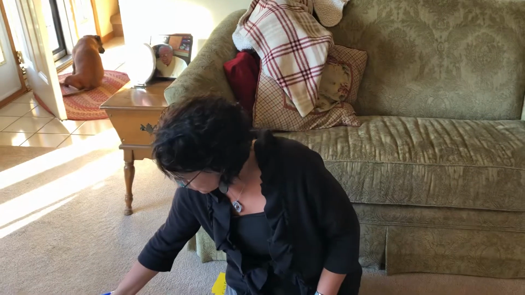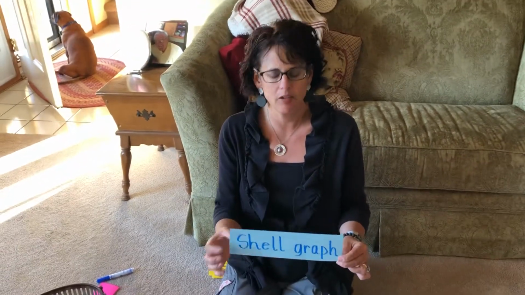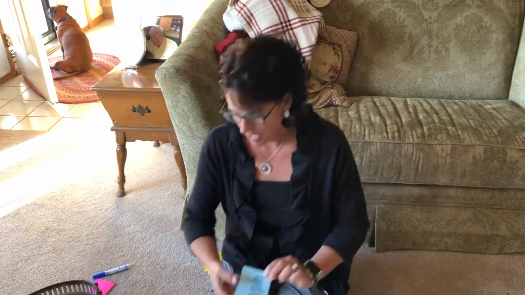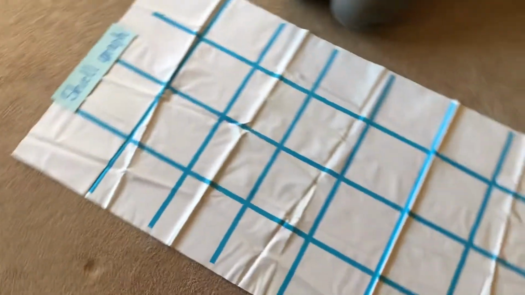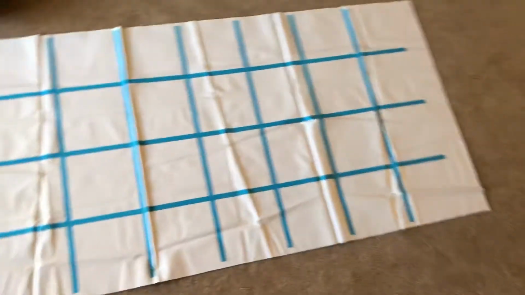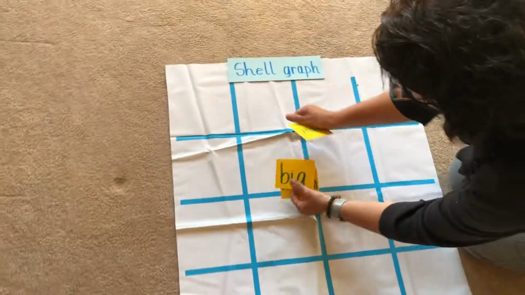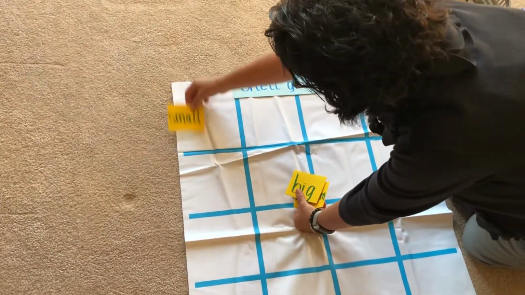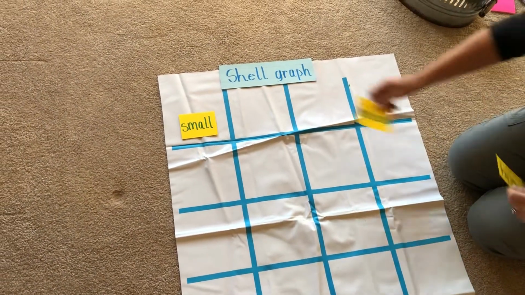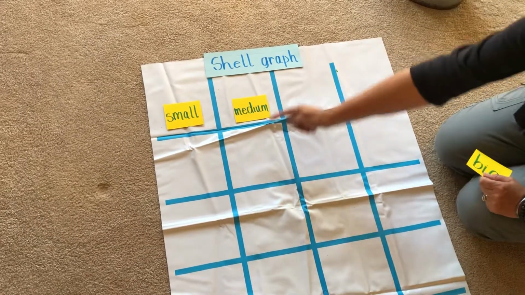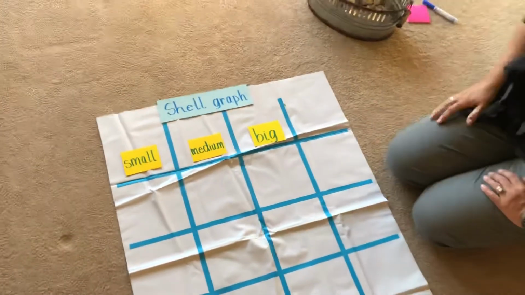So remember I said that we usually give a graph a title. So the title of my graph is Shell Graph. And if you look down, I brought from school our special graphing mat that you might remember us using before. So let's put our sizes along this side. We will graph shells that are small down this column. If we feel the shells are medium size, we'll put them in this column. And if the shells are big, let's graph them in this column.